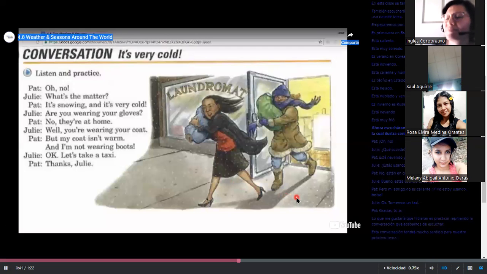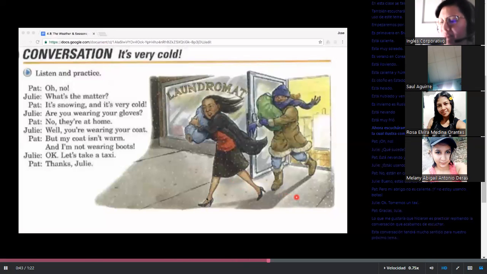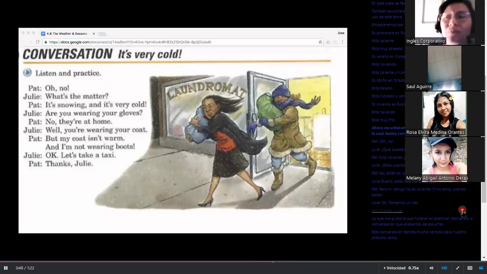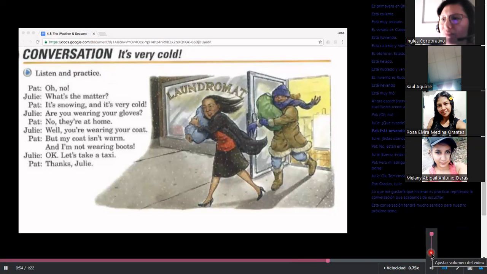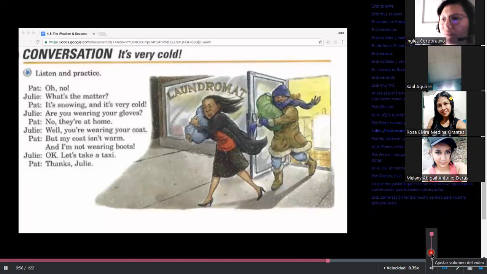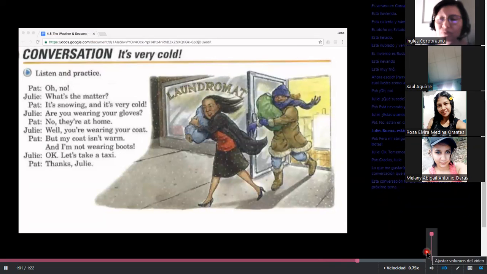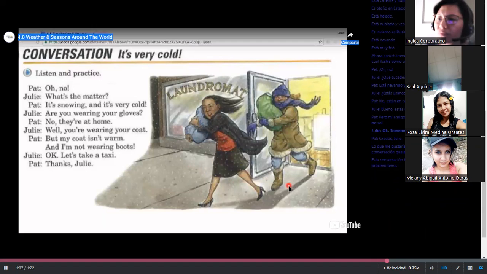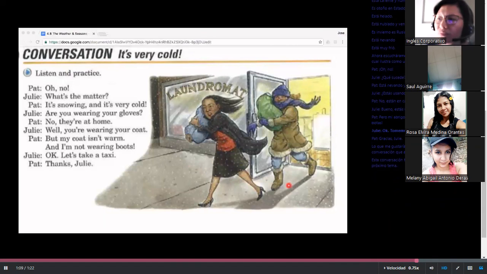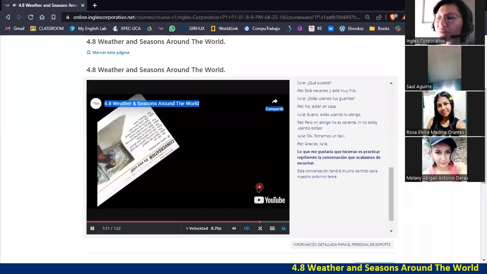It's very cold, which illustrates how this topic is used. Oh no. What's the matter? It's snowing and it's very cold. Are you wearing your gloves? No, they're at home. Well, you're wearing your coat. But my coat isn't warm and I'm not wearing boots. Okay, let's take a taxi. Thanks, Julie. What I would like for you to do.